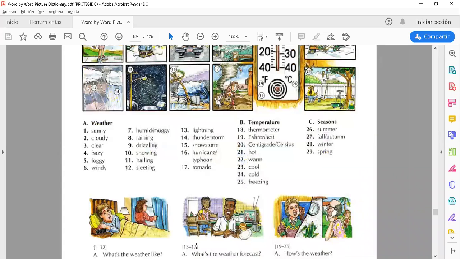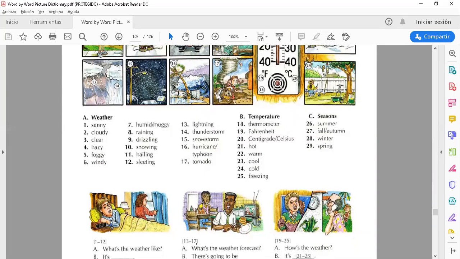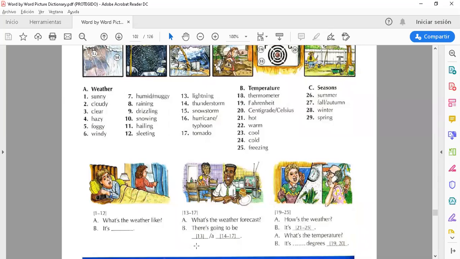Now, repeat it after me, please. Sunny. What is it meaning in Spanish? Soleado, very good. Next one. Cloudy. What is it meaning? Cloudy es como nublado. Good job. Nublado. Clear. Claro. Es claro, se ve súper claro.